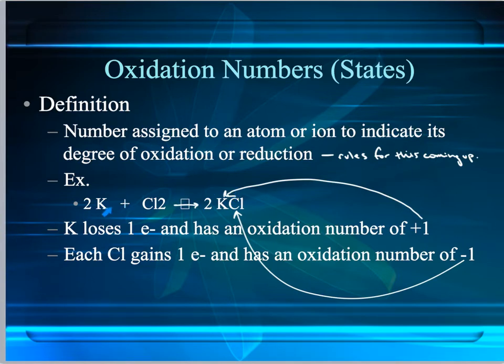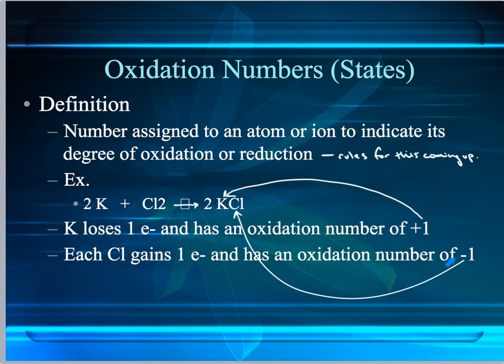In this example reaction right here, you have 2 potassium atoms reacting with Cl2, giving you 2 potassium chloride, okay? Throughout this reaction, potassium, each of them, loses 1 electron and has an oxidation number of +1. So by the time it arrives over here, it's gone from 0 to +1. And each chlorine, now there's 2 of them, gains 1 electron coming from the potassium, okay, and has an oxidation number of -1.